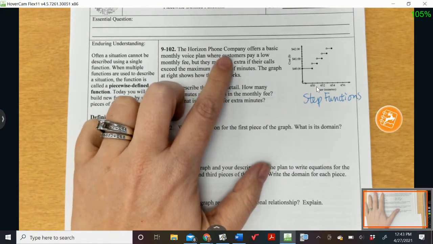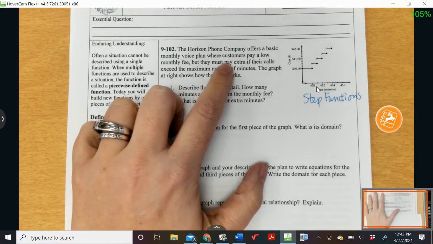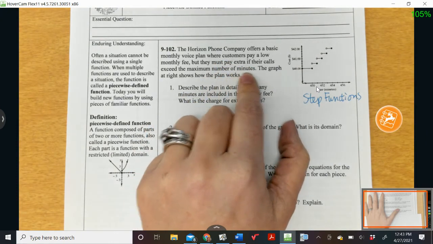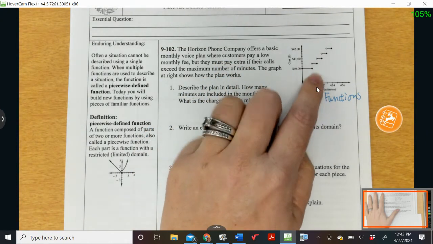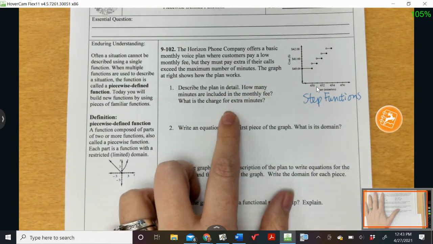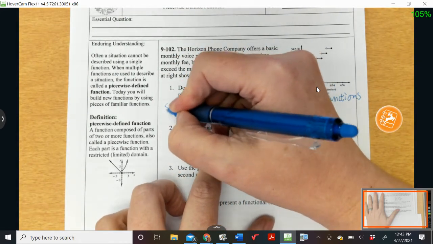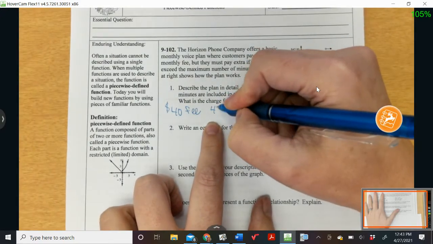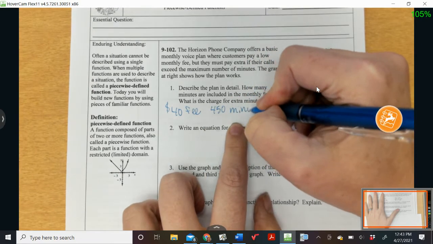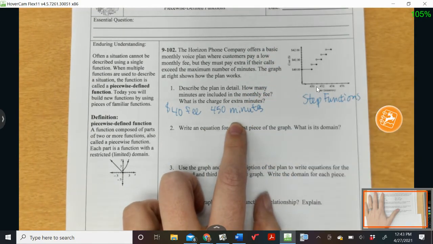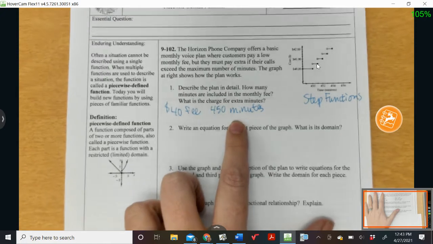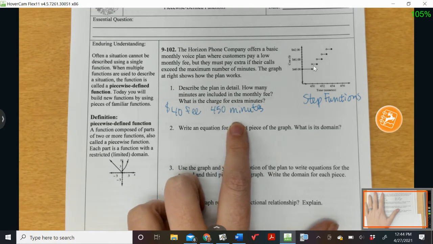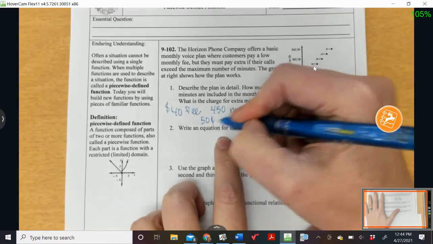In this situation, a phone company offers a basic phone plan where they pay a monthly fee of $40. But they must pay extra if their calls exceed the maximum number of minutes. How often do they change their rates? So when it says describe the plan in detail, we have a $40 flat fee for the first 450 minutes. After 450 minutes, they must pay $1.50. It looks like 50 cents for each additional minute.